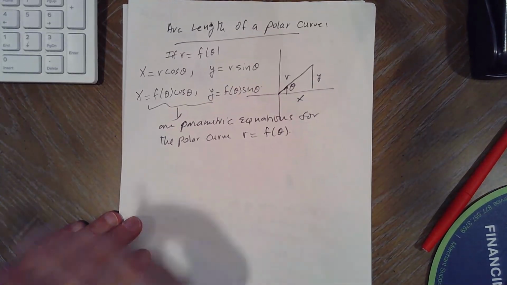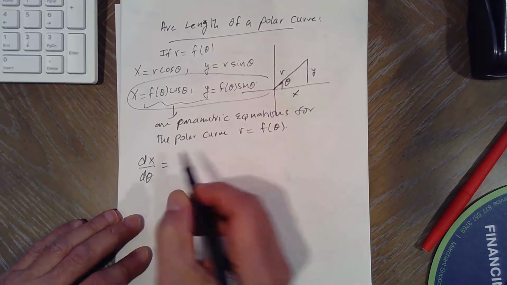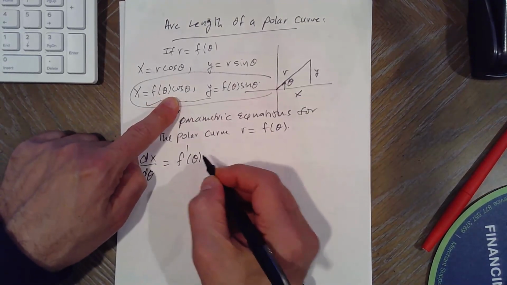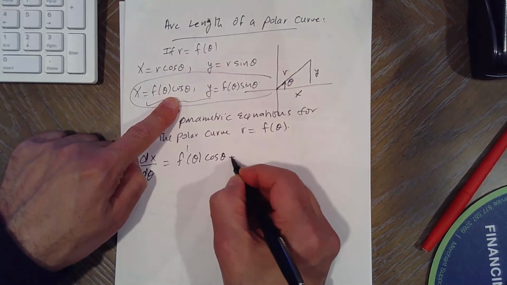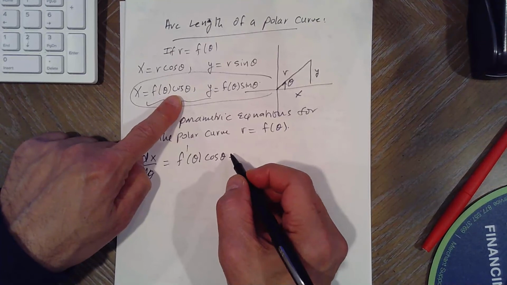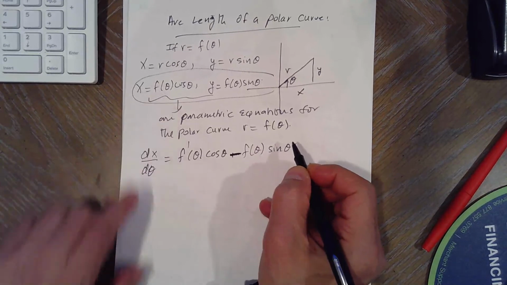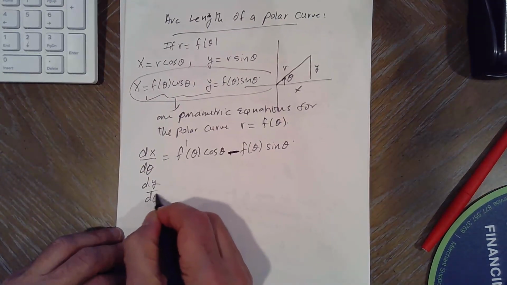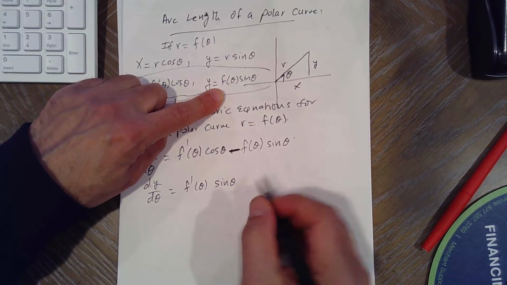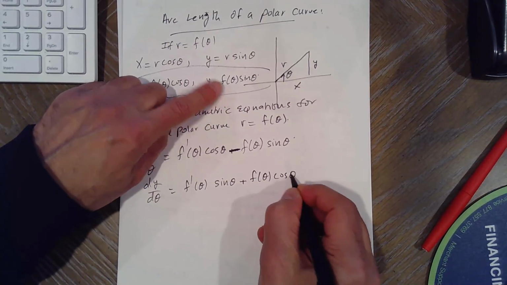So now, given this, you want to find dx by d theta. You will see why in a second. Using the product rule, it's f prime of theta cosine theta plus, so I did derivative of the first times the second, and then derivative of the second, derivative of cosine is negative sine, times f of theta. And if I do dy by d theta, again product rule, f prime of theta sine theta plus derivative of sine is cosine, so f of theta cosine theta.